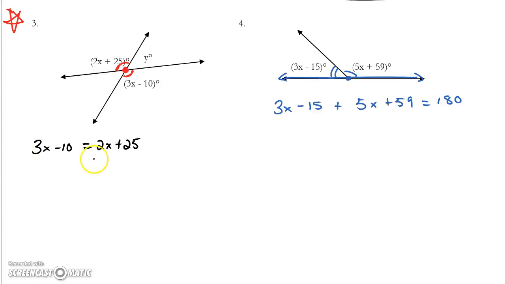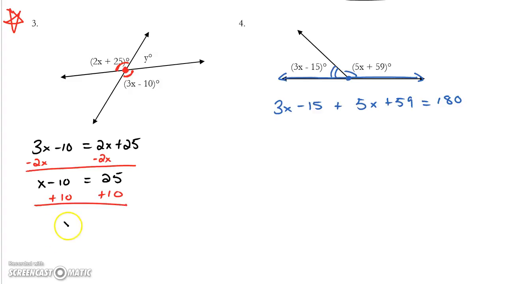I only have x. I can solve by subtracting 2x on both sides. That gives me x minus 10 equals 25. I need to get the x by itself. That means I need to get rid of the 10. Add it to both sides. X equals 35.